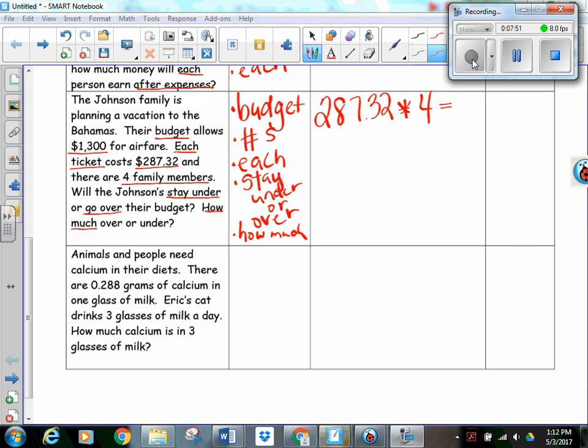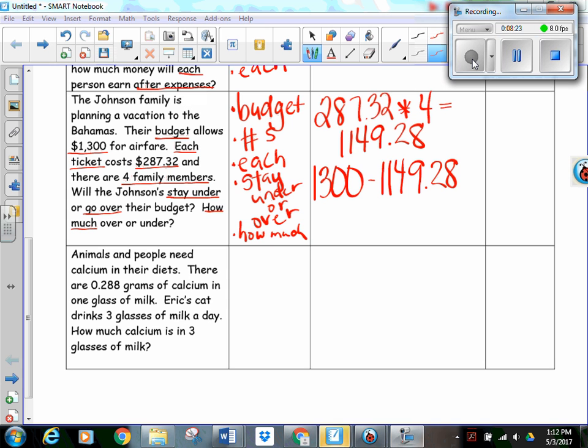Pause if you need to. Once you do, you end up with $1,149.28. Now that is just how much it's going to cost for them to go on a plane for airfare. Now we need to figure out whether they were over or under their budget. Well, if their budget was $1,300 and we only used up about $1,150, they ended up staying under their budget. So I'm going to take the $1,300 and subtract the actual cost of the tickets so that we can find how much money they basically saved, or stayed under, I should say, for their budget.